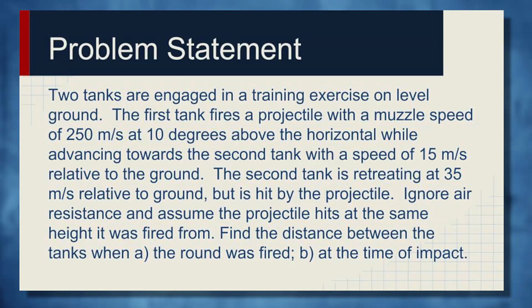The problem statement for today reads as follows. 2 tanks are engaged in a training exercise on level ground. The first tank fires a projectile with a muzzle speed of 250 meters per second at 10 degrees above the horizontal, while advancing towards the second tank with a speed of 15 meters per second relative to ground. The second tank is retreating at 35 meters per second relative to ground, but is then hit by the projectile. Ignore air resistance and assume that the projectile hits at the same height it was fired from. Find the distance between the tanks when A, the round was first fired, and B, at the time of impact.